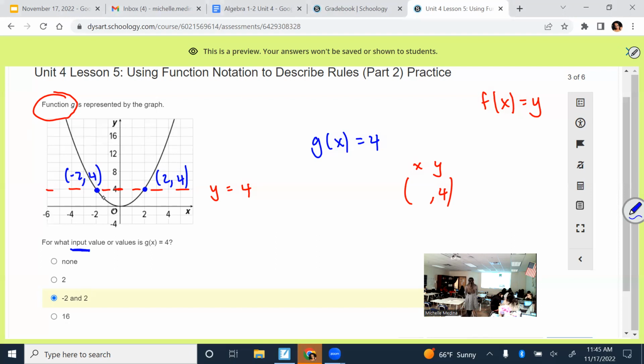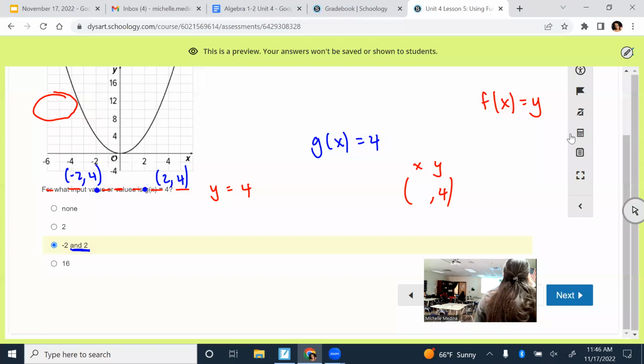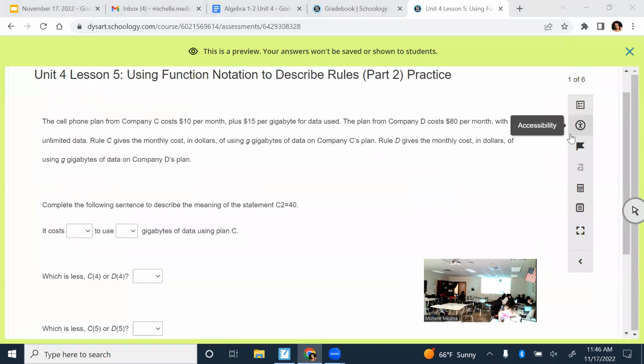All right, any others? And it could be from any of the practices, 1 through 6. So which others, if any? Yes. All right, so the cell phone plan from company C costs 10 per month plus 15 per gigabyte of data use. The plan from company D costs 80 per month with unlimited data.